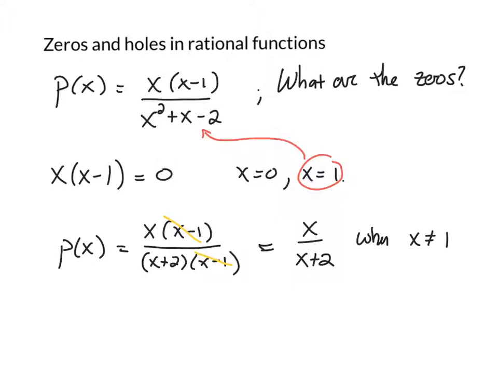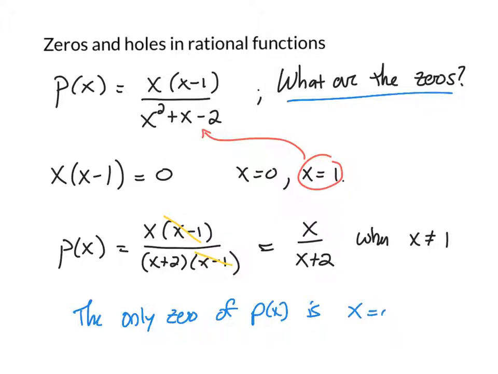Okay, so p of x really is x divided by x plus 2, except for one spot, when x does not equal 1. Okay. So if you wanted to think about it this way, right, if you wanted to take p of x and reduce it down and look at it as x over x plus 2, you always have to add this caveat that x is not equal to 1. Right? Well, to finish this off, if we go back, our original question was what are the zeros? And the only zero of our function p of x is x equals 0. Right, so x equals 1 is not a 0, but it is an important point.